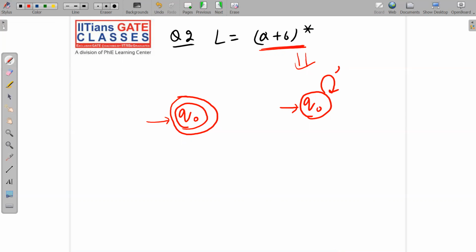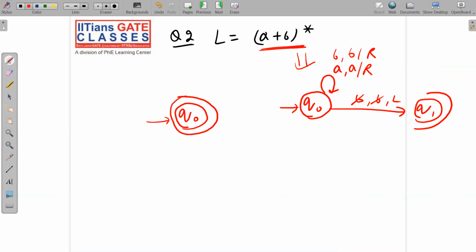So I will say: if A is read from the tape, keep this A as A and move right. If B is read from the tape, keep it as B only and move to the right. Each and every A and B will be read, and after that, as soon as blank is read from the tape, keep it as blank only. Move left or right, it's your own choice, and we will jump to state Q1, which will be our final state.